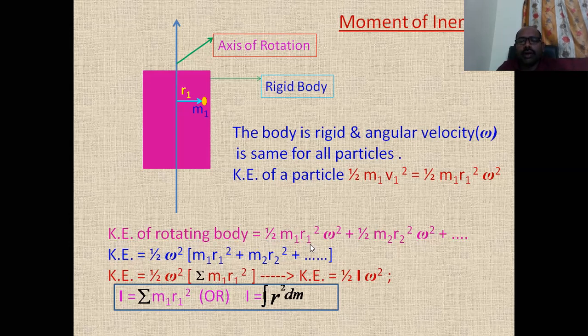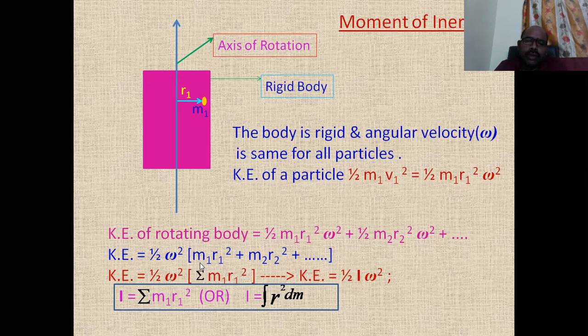So half m1 r1 square omega square plus half m2 r2 square omega square plus half m3 r3 square omega square, and so on. Here if we observe, omega is common since all the particles possess the same angular velocity. And half is also common, so half omega square is common. So we are getting these terms, m1 r1 square plus m2 r2 square plus m3 r3 square and so on.